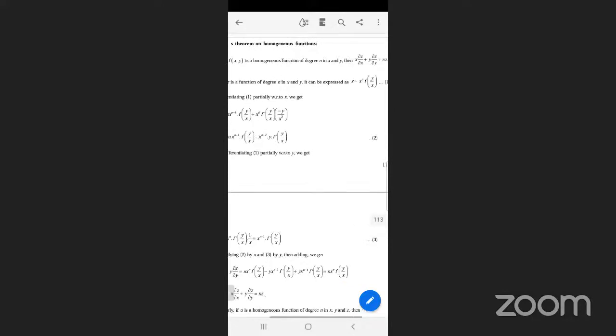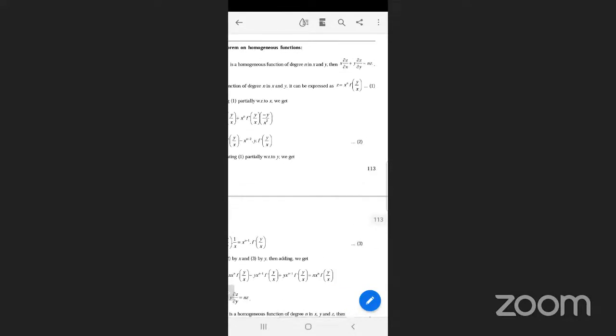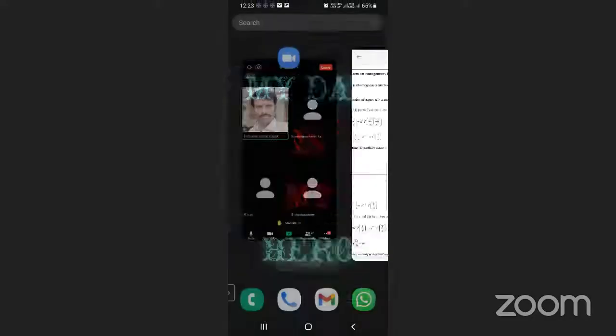Why? Because it is a homogeneous function with degree n. So we can indicate like this: z equal to x to the power of n f of y by x. Okay? I will share the screen. Is it visible? Yes, sir.